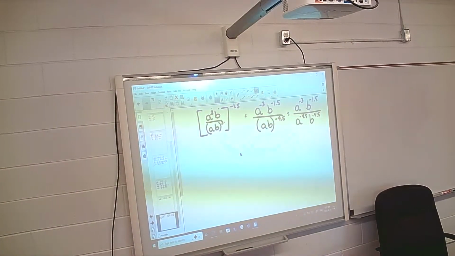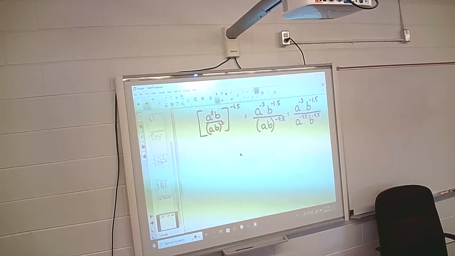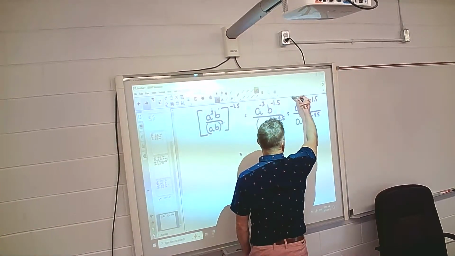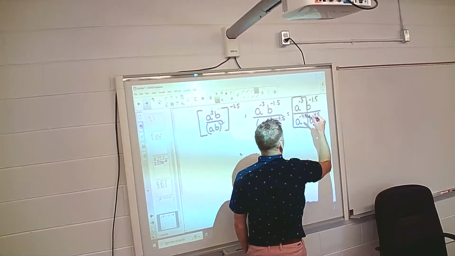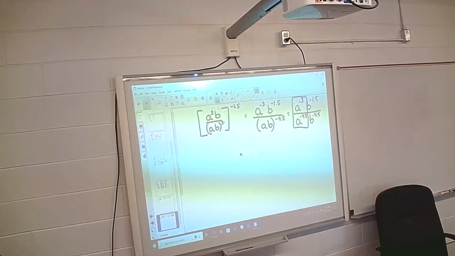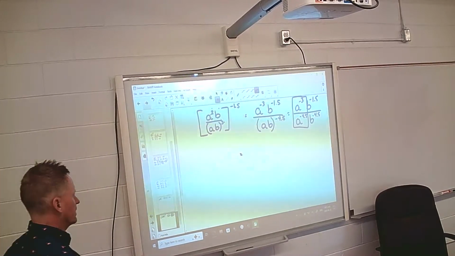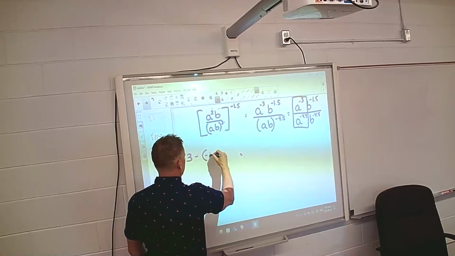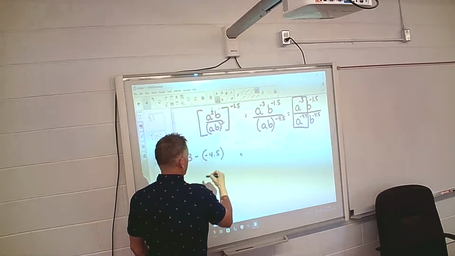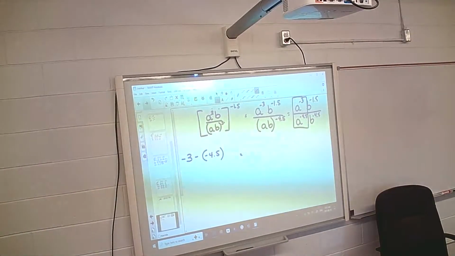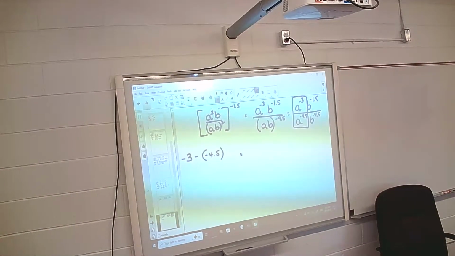I'm going to subtract. So I have negative 3. So let's look at this part right here. I'm going to subtract those exponents. Negative 3 subtract negative 4.5. Just going to write that over here so you can see it. So that's the exponents on A. What is negative 3 subtract the negative 4.5? David?